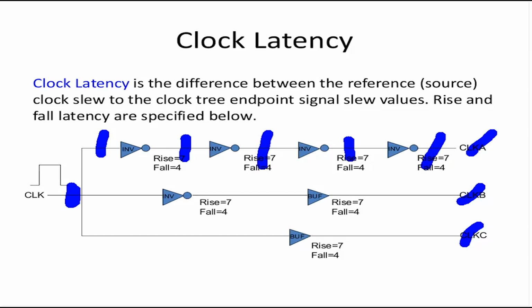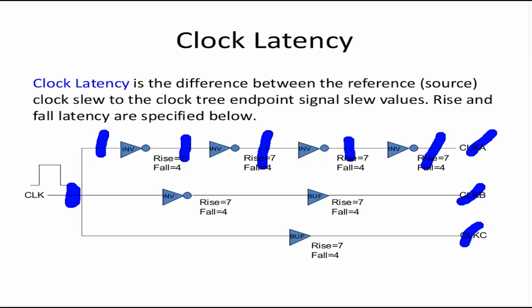So what is the total amount of delay the clock takes from CLK to CLKA? It has 2 rise transitions and 2 fall transitions. So 2 rise transitions means 7 plus 7, 14. 2 fall transitions means 4 plus 4, 8. So 14 plus 8 is 22. So the clock latency at the CLKA point is 22.